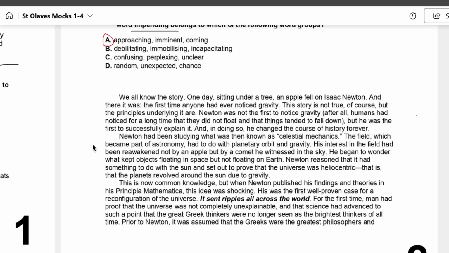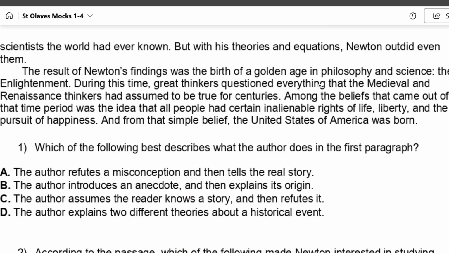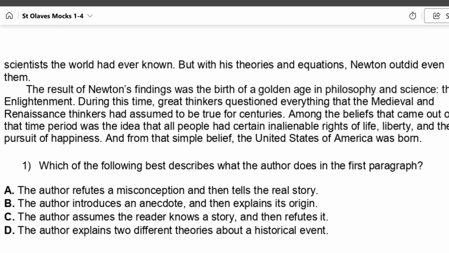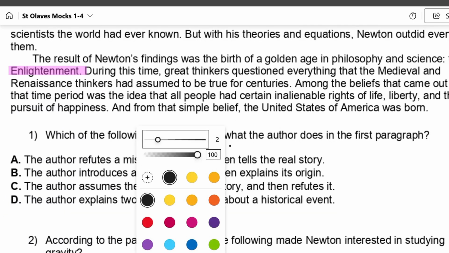We have another passage here as well, which, to quickly summarize, is about Isaac Newton and his discovery of gravity, and how for the first time man had proof that the universe was not completely unexplainable. After this discovery, the last paragraph explains that this was the beginning of a period called the Enlightenment, when there were loads of scientific thinkers, and how this helped the United States of America as a country to establish itself. So let's start with question number 1.